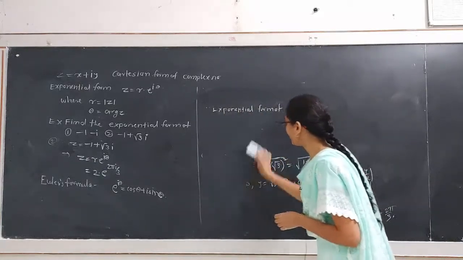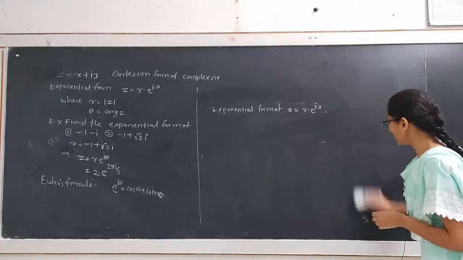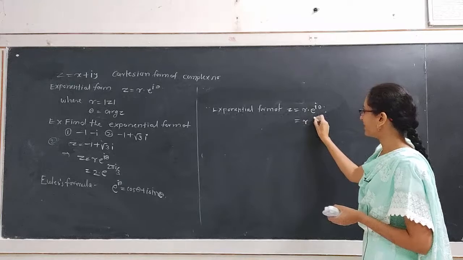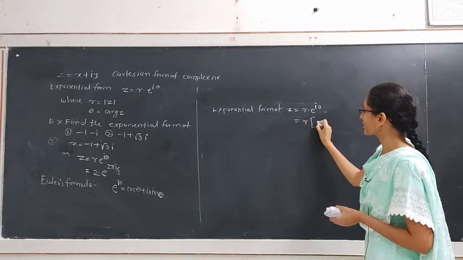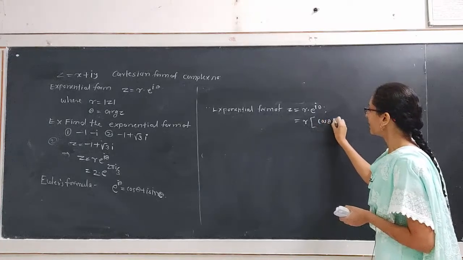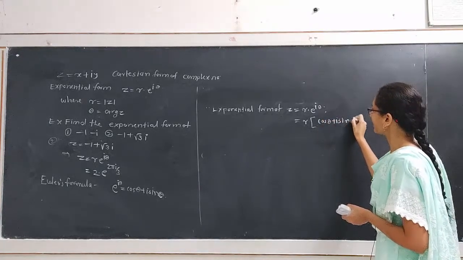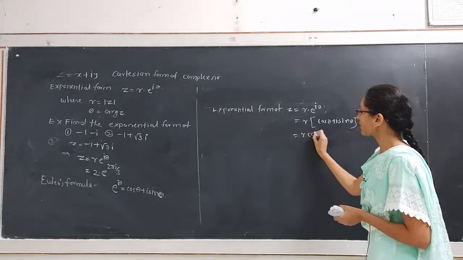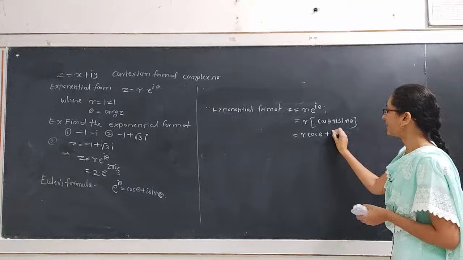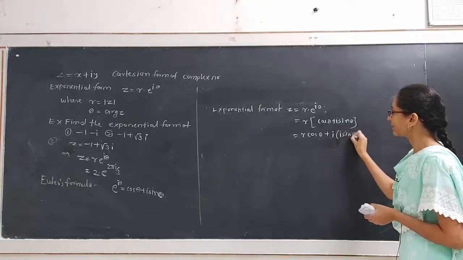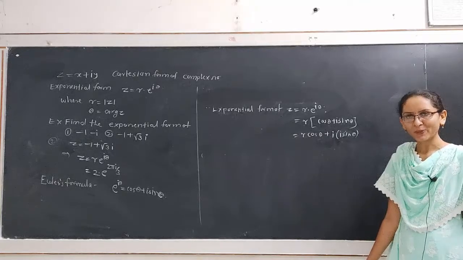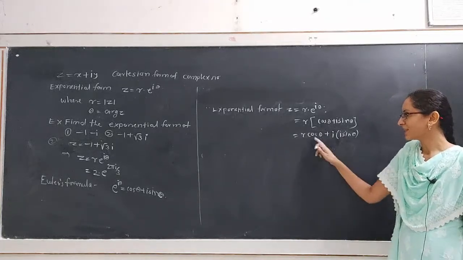in the polar form. If z is equal to r into e raised to i theta, then r is the same, and e raised to i theta is cos theta plus i sin theta, which is equal to r cos theta plus i into r sin theta. This form is also known as the polar form of a complex number because we are using the polar coordinates.